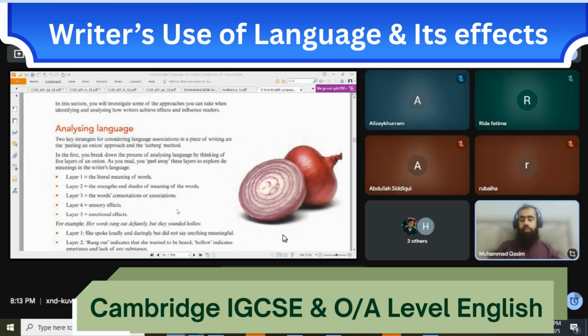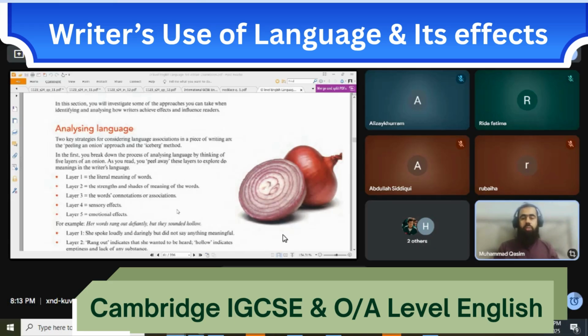Then at layer two, you will find the strengths and shades of meanings of words. Some words have stronger meanings than others. They are stronger in intensity. Most of you would remember that activity we had done. Then words' connotations and associations, like miserly, thrifty, and economical. You know we had done that. Three words with slightly different meanings, but representing the same thing. But one word has a positive connotation, one has a negative, and one has a neutral.